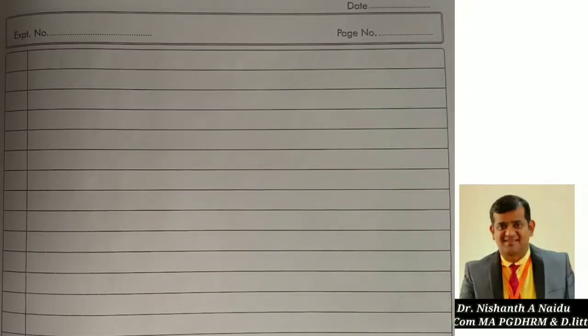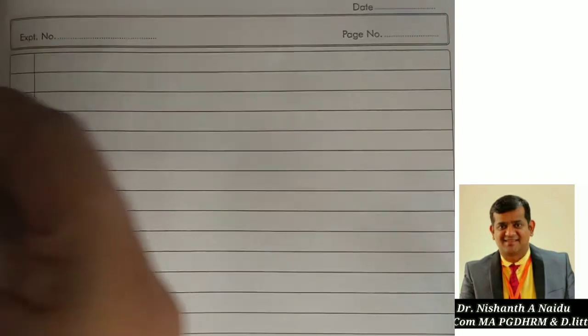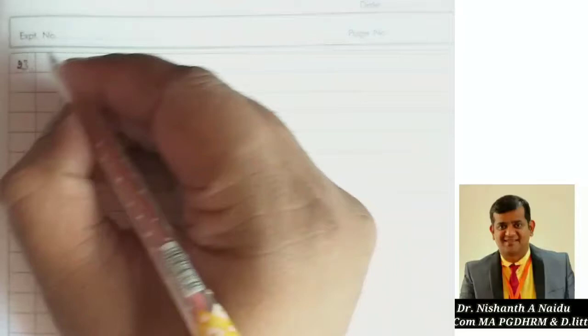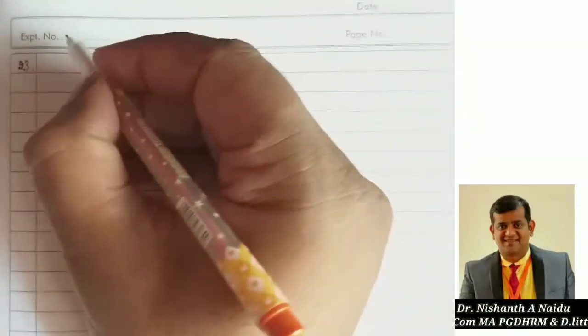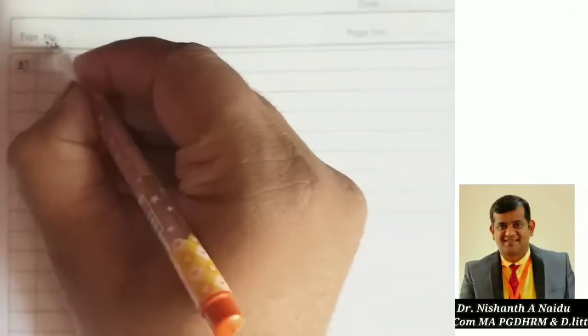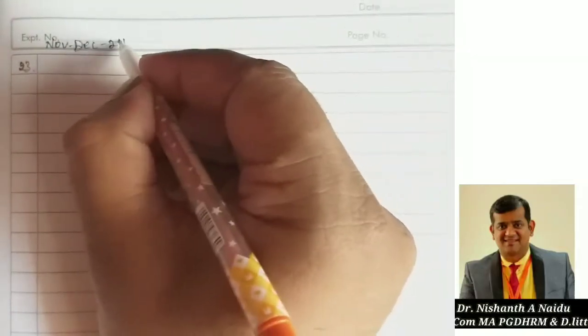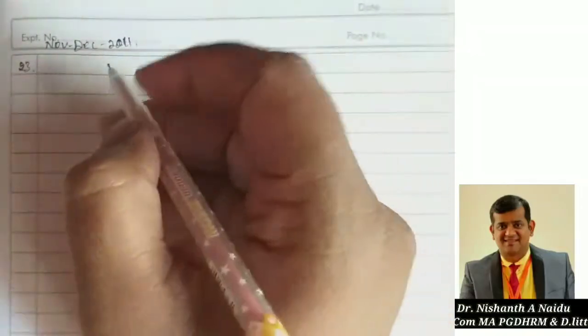So, again, I'm continuing with the indices lesson. Next problem. Problem number 23, which has been asked in the December 2011 question paper.